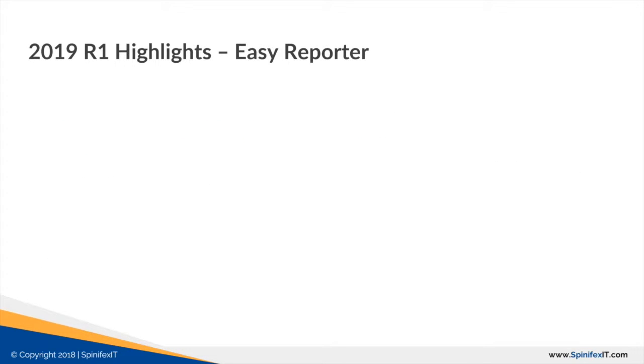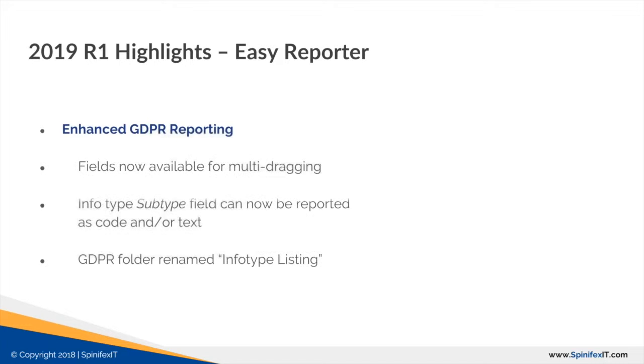We've also made some changes to the infotype reporting we created last year to meet the European Union's global data protection regulations. For one, the fields can now be dragged onto a report multiple times, which is very helpful for those times when you want to pull the data based on different dates into separate columns, but on the same report. We have also changed the configuration for the infotype field subtype so that it can be reported as either a code, text, or both. And finally, you will notice we have renamed the folder to be more in keeping with its functionality, changing it from GDPR reporting to the more generic infotype listing.